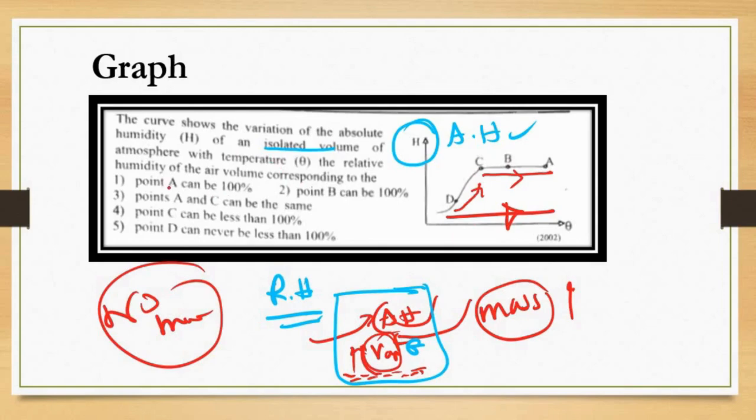Let's get into our answers now. Point A can be 100%? Of course it's not, because when the temperature increases and there's no more water vapor to come, even though the temperature is increasing, so this is wrong.